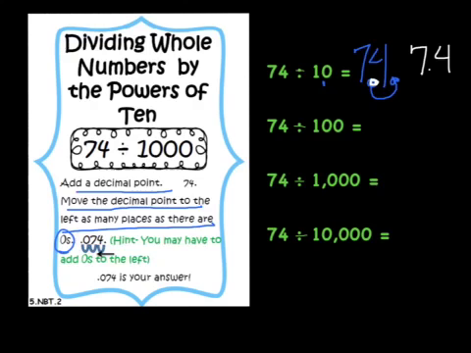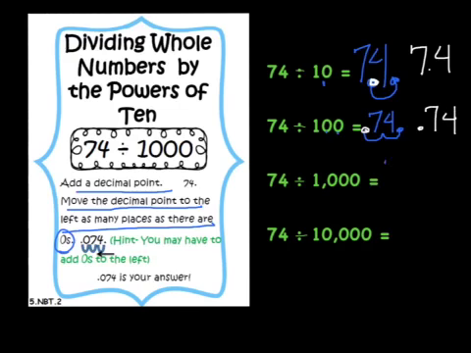74 divided by 100. We would have 74, add your decimal. When you're dividing, you're going to move the decimal to the left. However many zeros there are, you move it that many spaces. So there's 2 zeros, so we'll move it 1, 2 spaces, which gives us 0.74, which is 74 hundredths.